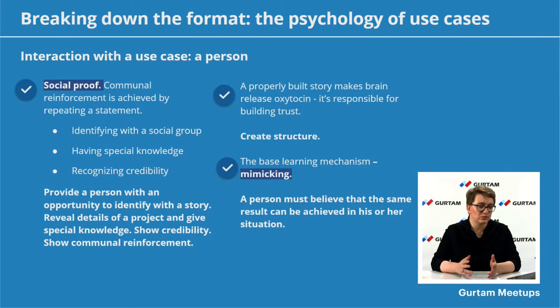Now, when we're talking about interacting with a person, you have a real person sitting behind the screen somewhere and he's reading your use case. And we are social creatures. We have certain things about our psychology. And well, it's good for marketing because you can use these things for your advantage. Now, the first important thing is social proof. There are different types of social proof, but basically, social proof is the reason why we have so many testimonials on the websites, why we have a bunch of logos of clients shown on the websites, and so on and so forth. Because they actually work, because they give the social proof to your future customer.